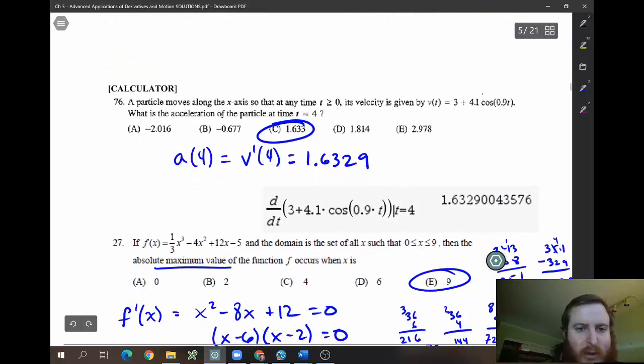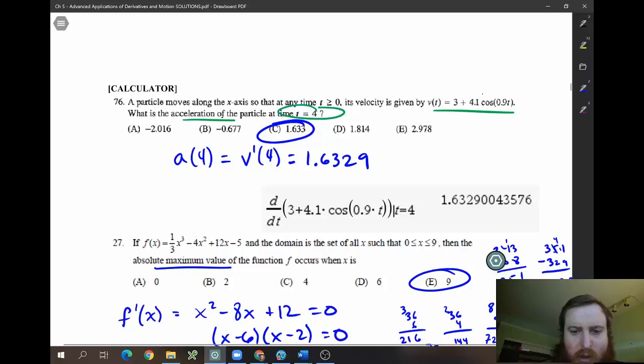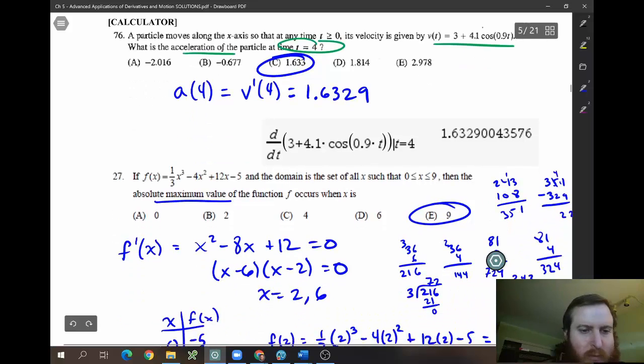All right, 76 is almost identical to the question 2 before it. We're given another velocity, and we're asked for the acceleration at time 4. So acceleration is going to be the derivative of the velocity at 4. So in our calculator, this is how we would type that in. And then we get our answer.